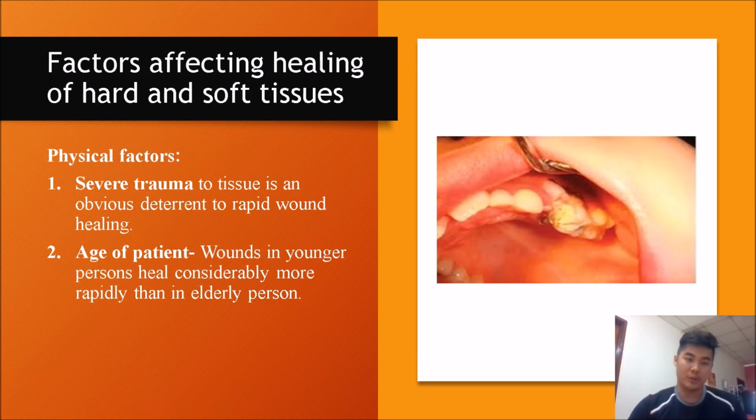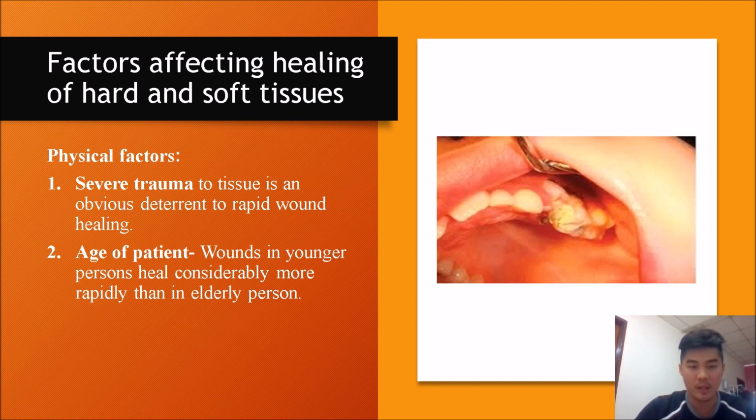Okay, now I'll be talking on physical factors. So the first one will be trauma. So severe trauma to tissue is an obvious deterrent to rapid wound healing. Deterrent means disturbance or discourage. So we mean that in trauma, there will be delayed wound healing. So the picture on the right shows oral mucosa trauma and injuries in the maxillary arch in the oral cavity.